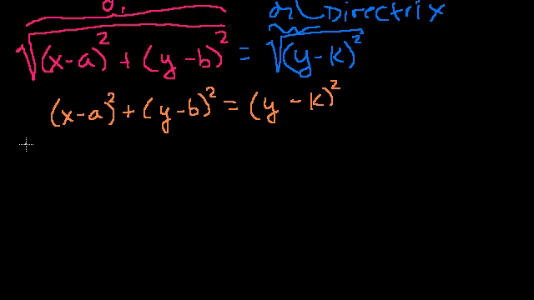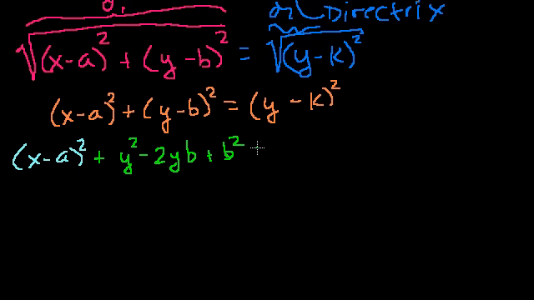So this is x minus a squared, and then let me actually expand these two binomials. So plus y squared minus 2yb plus b squared is equal to y squared minus 2yk plus k squared. And what can we do to simplify this? Well, we have a y squared here, and a y squared on the right-hand side. So we can subtract y squared from both sides of the equation. They cancel out, and we got rid of the y squared.